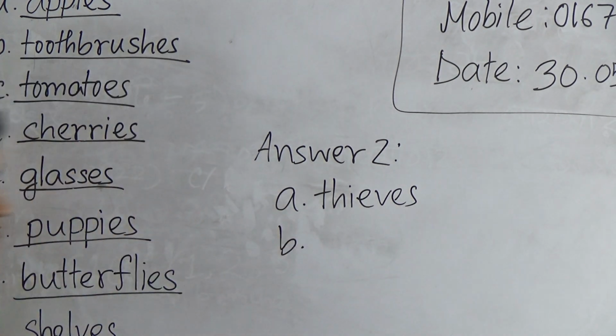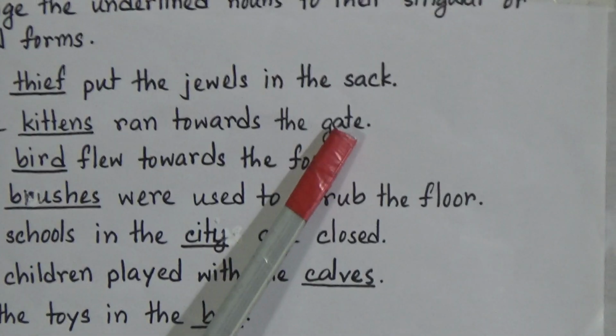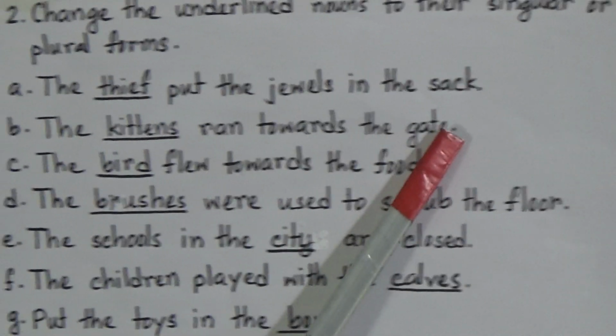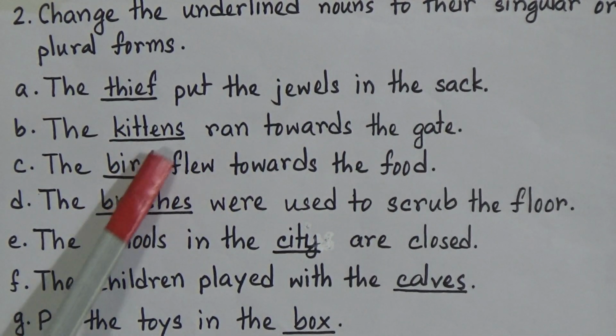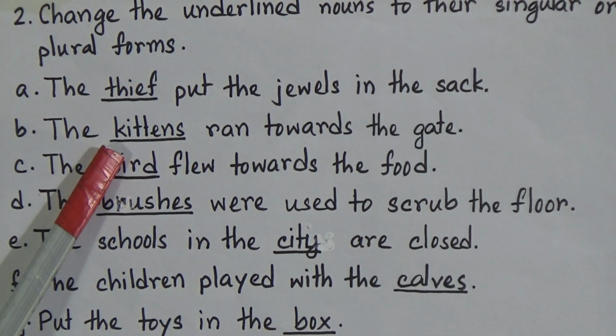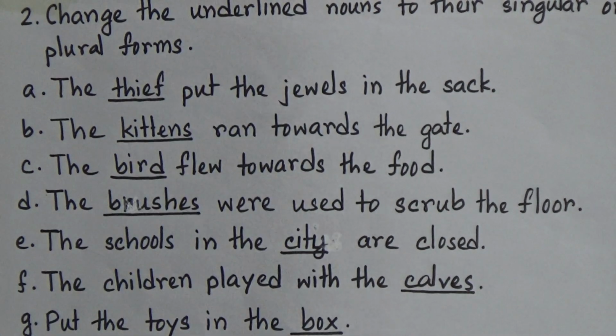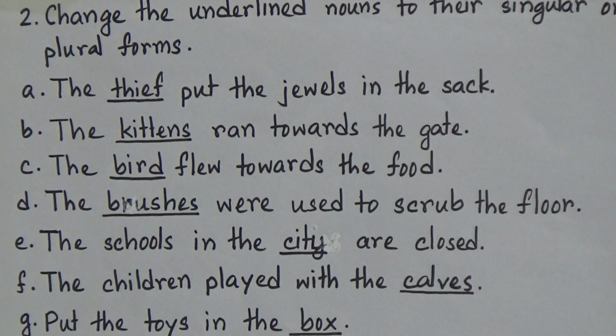Now number B. Now look, the kittens ran towards the gate. The kittens ran towards the gate. The word kittens is in the plural form. Now look, we add S to make it plural. Now we will make it singular. So it will be kitten. We will drop S. So the answer will be kitten, K-I-T-T-E-N.